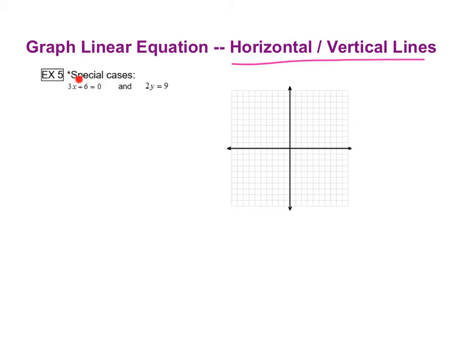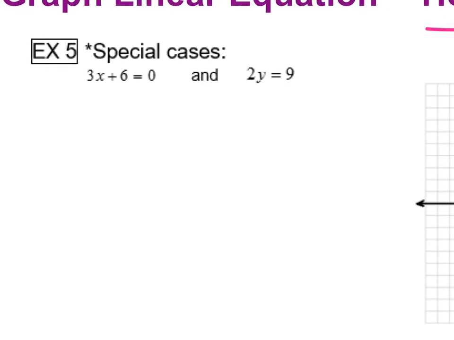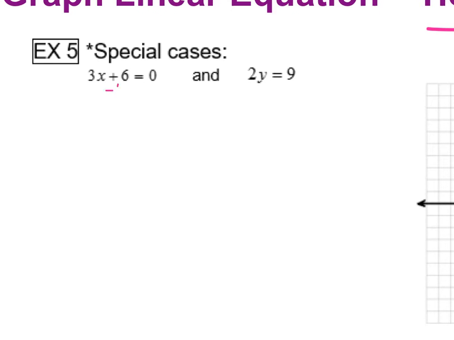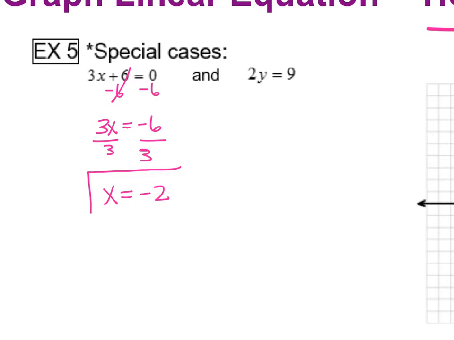So our first example, 3x plus 6 equals 0. Normally we would solve for y to graph, but you'd say, oh, there is no y, so that means solve for x. So I will zoom in so it's a little easier to see. We subtract 6 from both sides. 3x equals negative 6. Divide both sides by 3, so x equals negative 2. This is an equation of a line. We have the variable by itself, x equals negative 2.